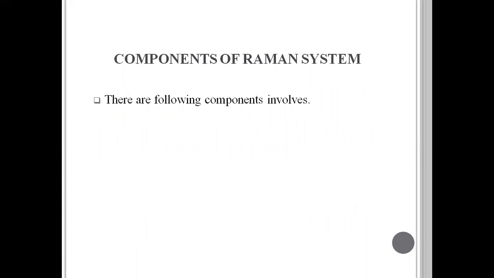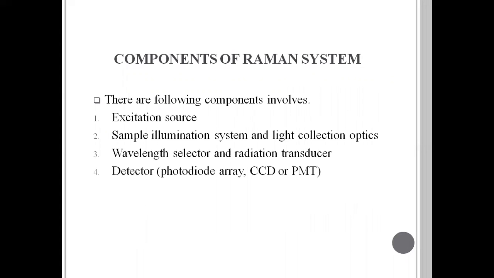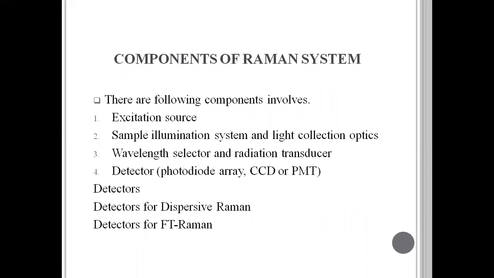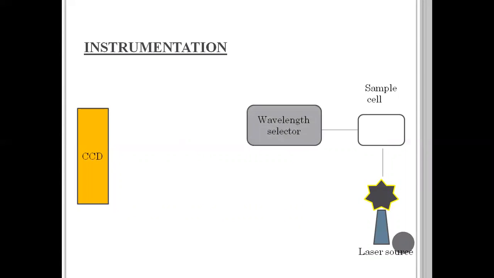Components of the Raman system. The following components are involved: excitation source, sample illumination system and light collection optics, wavelength selector and radiation transducer, and detector, which is a photodiode array, CCD, or PMT. Then we'll discuss detectors for dispersive Raman and detectors for FT Raman. So this is the basic instrumentation of the Raman system: laser source, and then sample cell, wavelength selector, radiation transducer, and then the CCD, which is a detector.